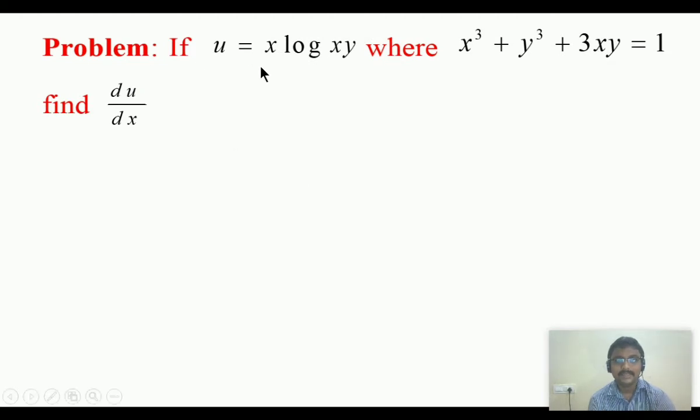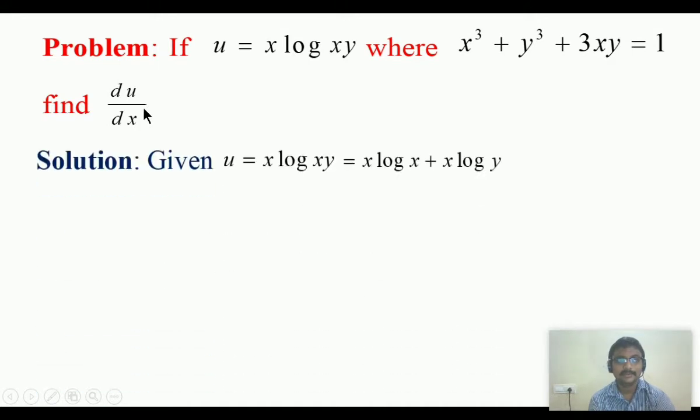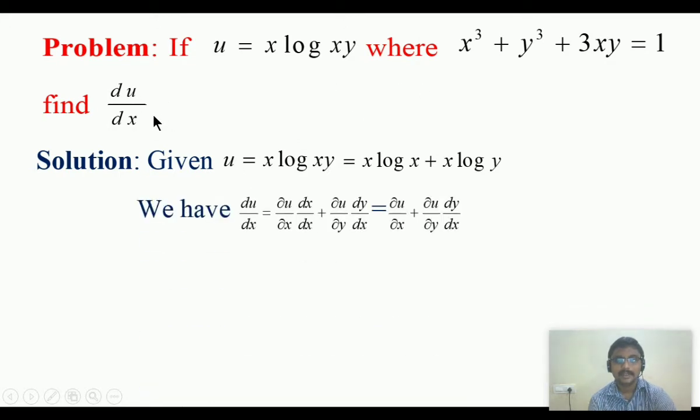Problem: if u is x into log of x y, where x cube plus y cube plus 3xy equal to 1, then find du by dx. Solution: given u, we have to compute du by dx. We have the total derivative formula, that is du by dx is dou u by dou x into dx by dx plus dou u by dou y into dy by dx. Dx by dx value is 1 here. So dou u by dou x plus dou u by dou y into dy by dx.